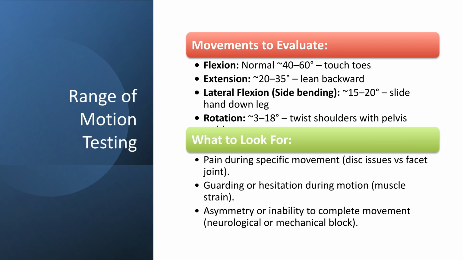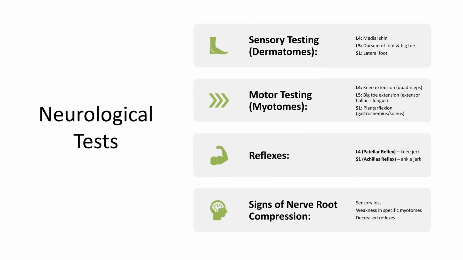Range of motion testing includes flexion, extension, lateral flexion, and rotation. We look for pain, guarding, or asymmetry during movement. Pain with flexion suggests disc issues, while pain with extension may indicate facet joint involvement. Neurological testing includes sensory testing to map dermatomes, motor testing to check myotome strength, and reflex testing.